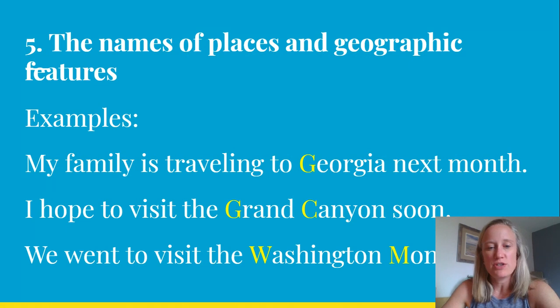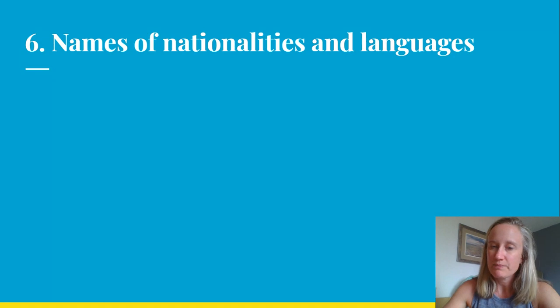We went to visit the Washington Monument. W in Washington and M in Monument both need to be capitalized. If you were saying, I visited the White House, you would capitalize the W and the H. If you said, I went to the Mississippi River, you would capitalize the M and the R.